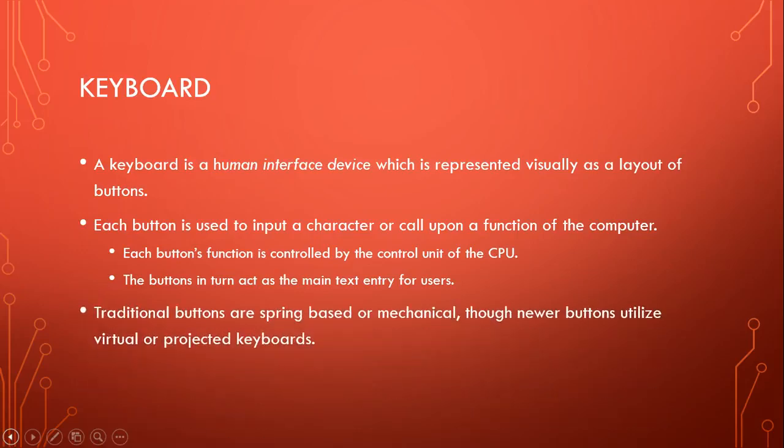Now, of course, traditional buttons are usually spring-based or mechanical in their nature, though newer keyboards can utilize things like virtual or projected keyboards. Virtual keyboards, of course, are the ones that pop up on your screen. And a projected keyboard looks like it projects out a little holographic keyboard. What it does is use sensors to determine where the light break is to help judge what key you're pressing.